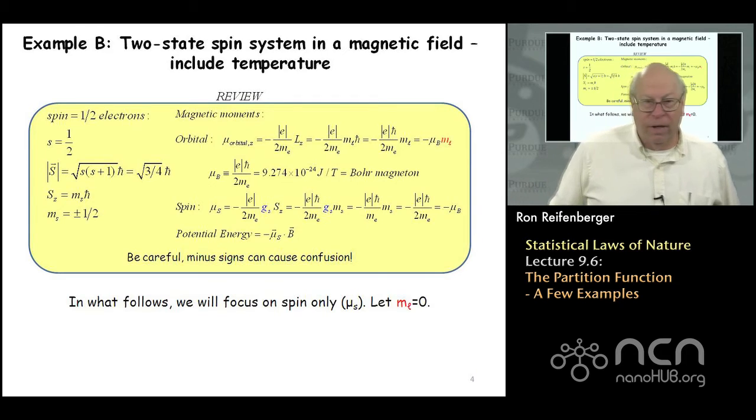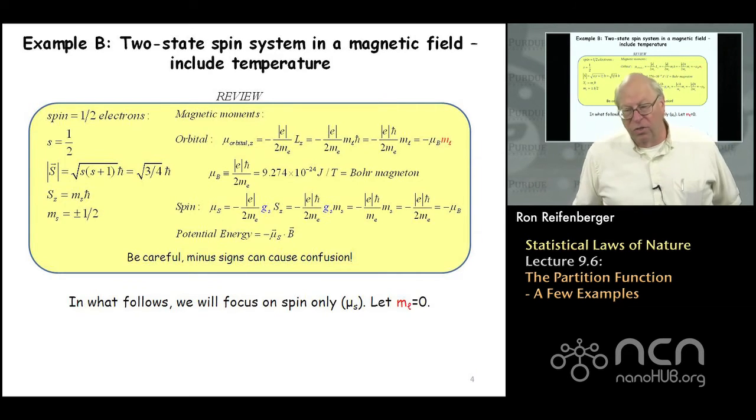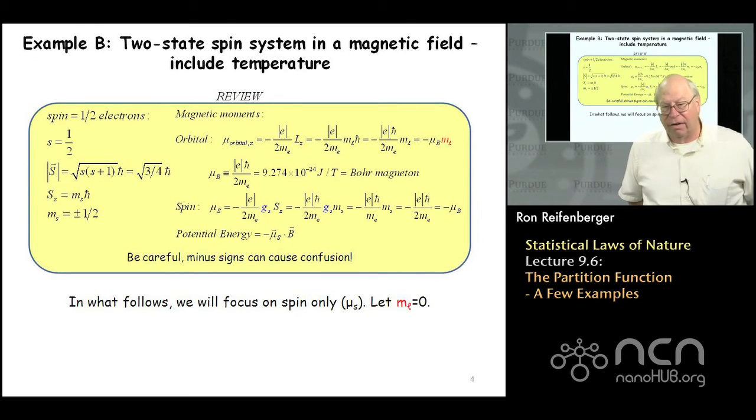The second example I'd like to run through is the two-state spin system in a magnetic field, and I'd like to explicitly include the temperature in this discussion. This is a standard problem. You find it in every textbook, so it's probably worthwhile to understand it in some detail.